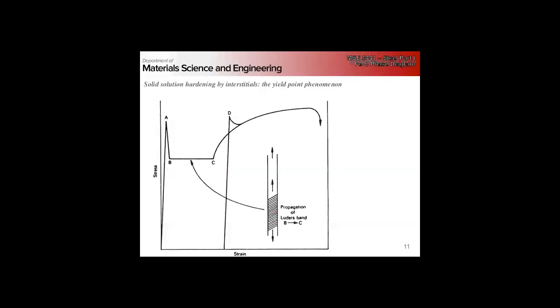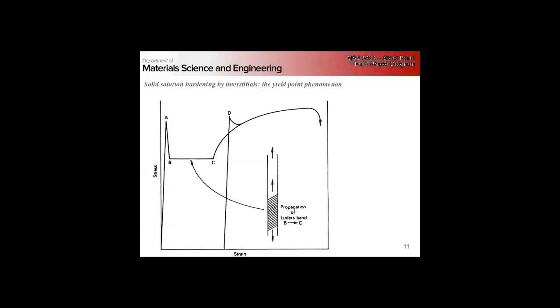And you get this Lüders band formation because you have a balance between moving dislocations in a new region and basically work hardening in the region back here. You get a little bit of deformation, you get a little bit of work hardening, and then it balances, and so then you get this band, the Lüders band, that propagates.